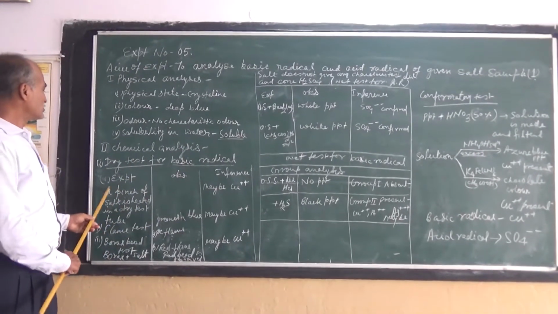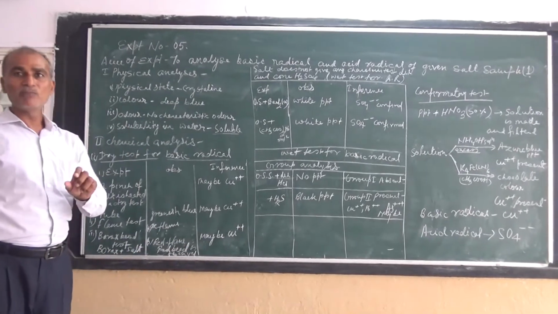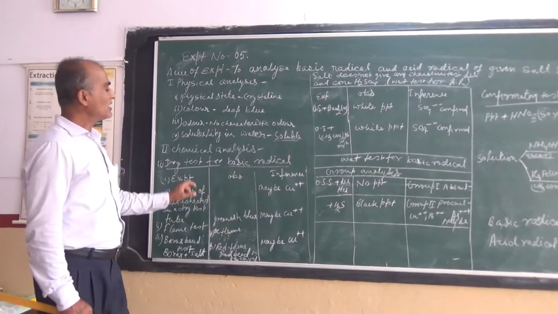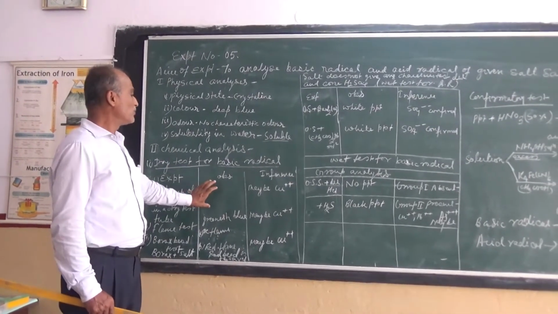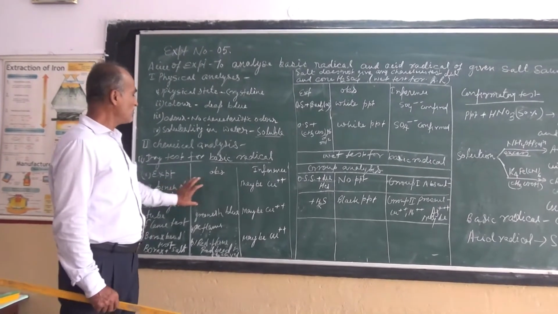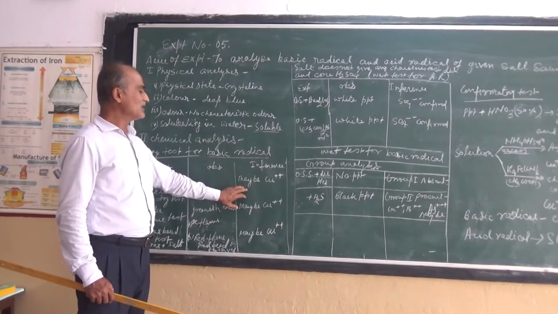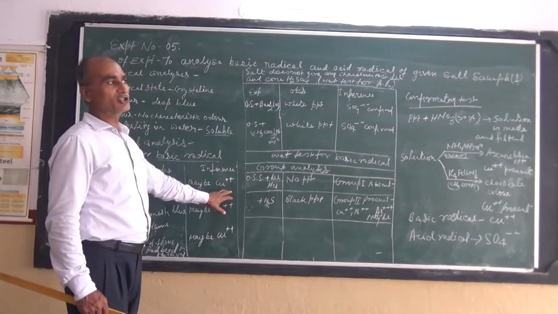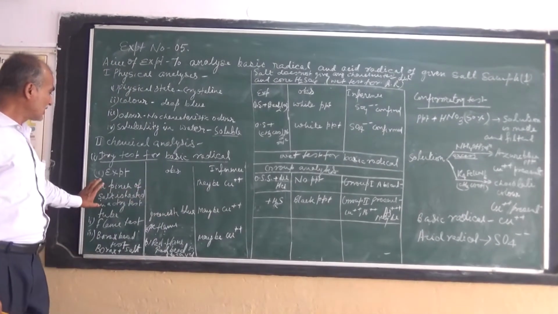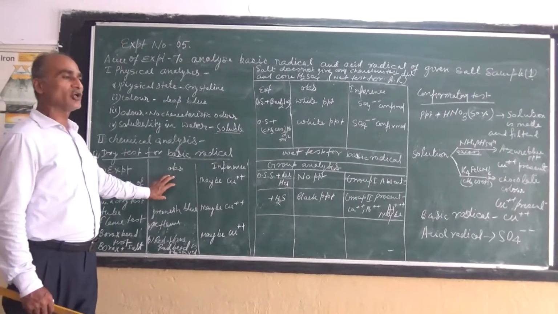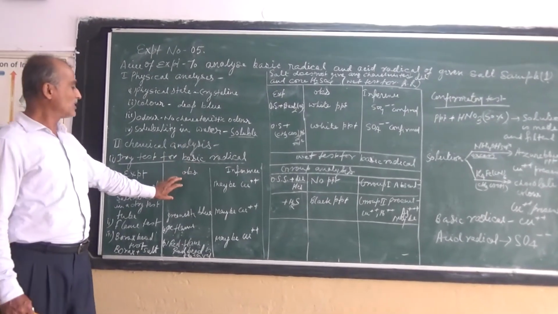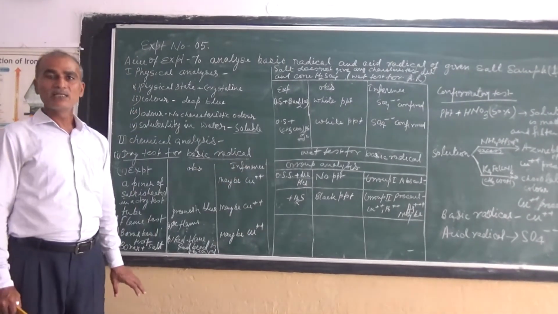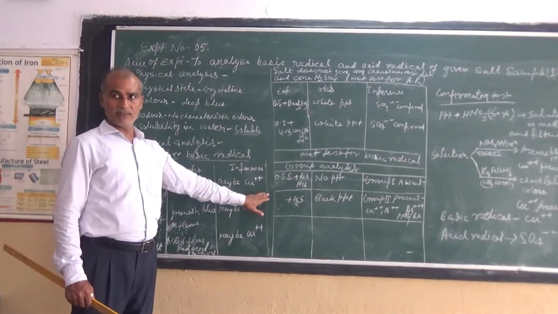For this, first we have to take a dry test tube, add a pinch of salt in the dry test tube and heat it. When I heat, it turns from blue to white. It infers that the given salt may be of copper 2+, that is cupric ion. So the salt heated in a dry test tube becomes white, which gives the information that the given salt may be cupric ion.